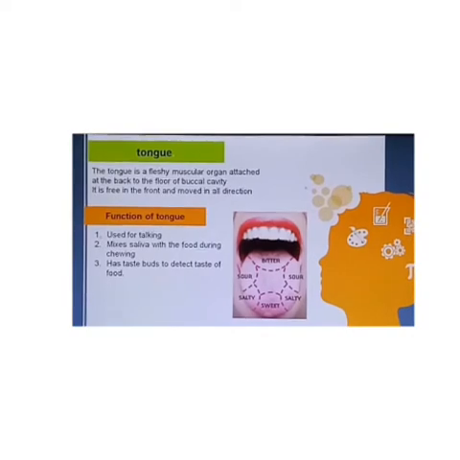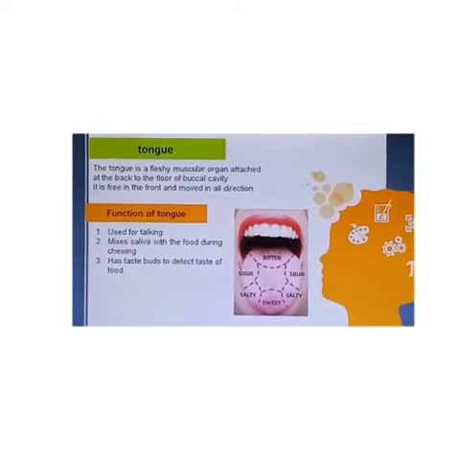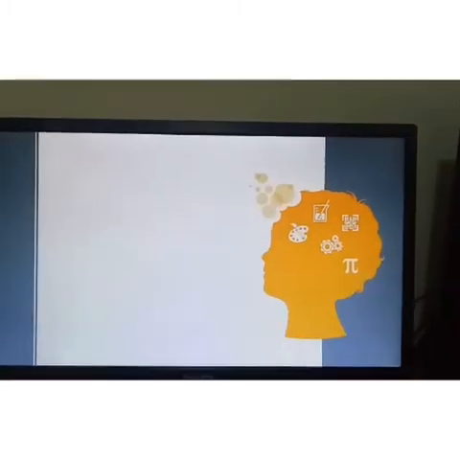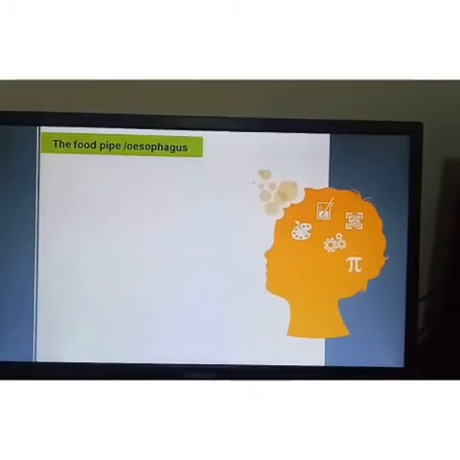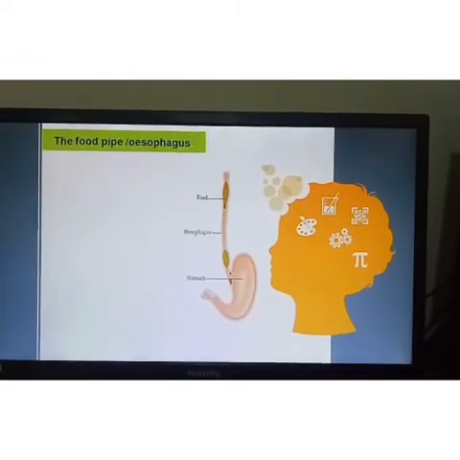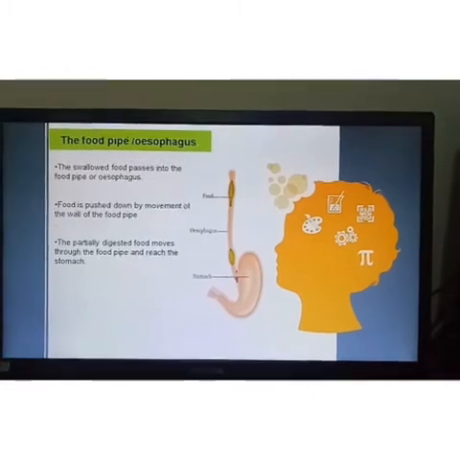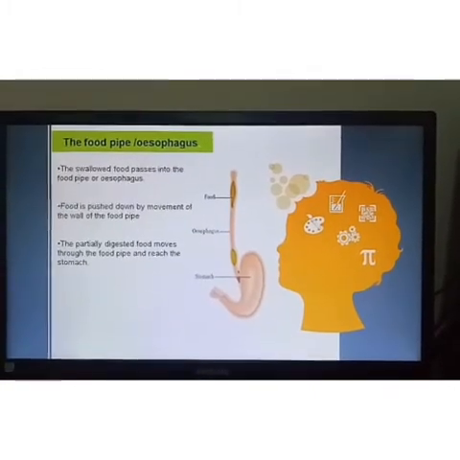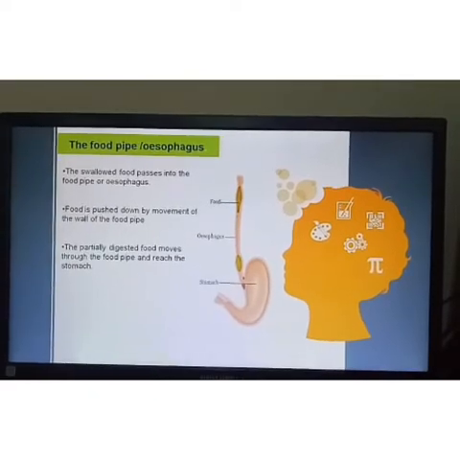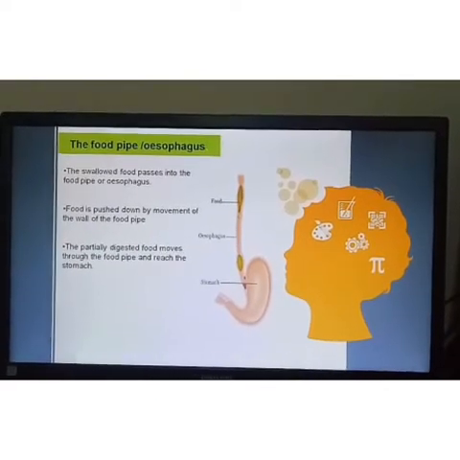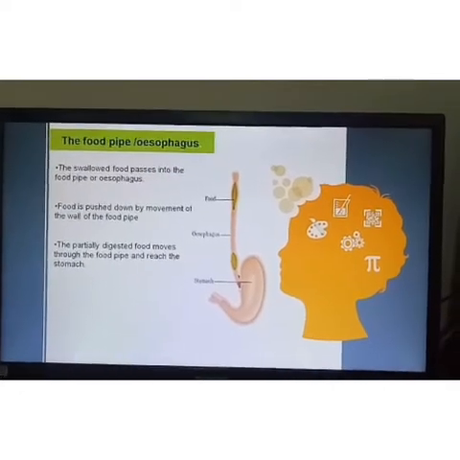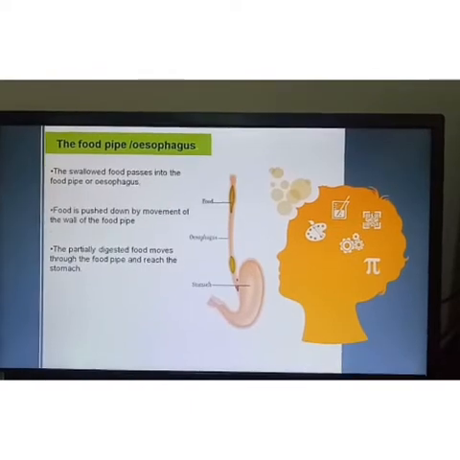Our mouth has salivary glands which secrete saliva. Saliva breaks down starch into sugar. After we learnt about the buccal cavity, we now move to the food pipe or esophagus. The teeth chew the food and the tongue mixes the food with the saliva. The swallowed food passes into the food pipe or esophagus. The food is pushed down by a movement of the wall of the food pipe. The partially digested food moves through the food pipe and reaches the stomach.